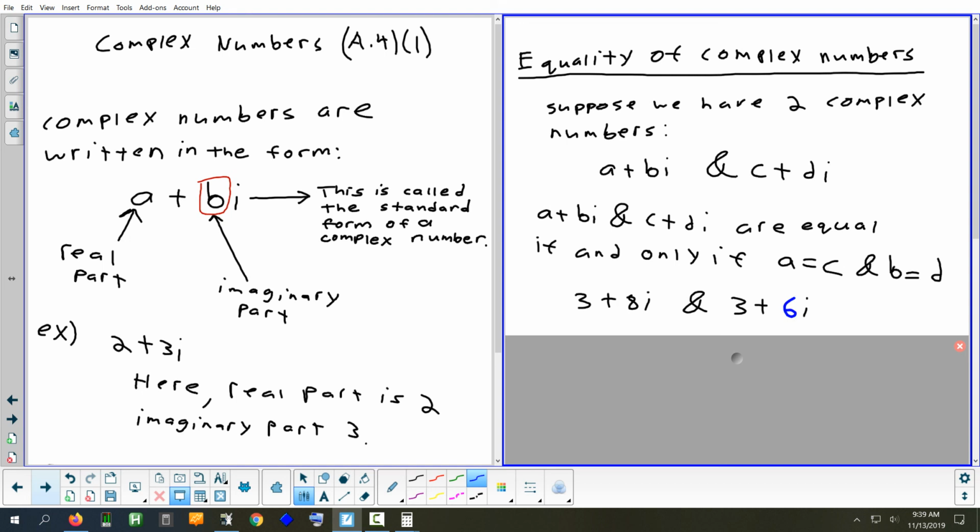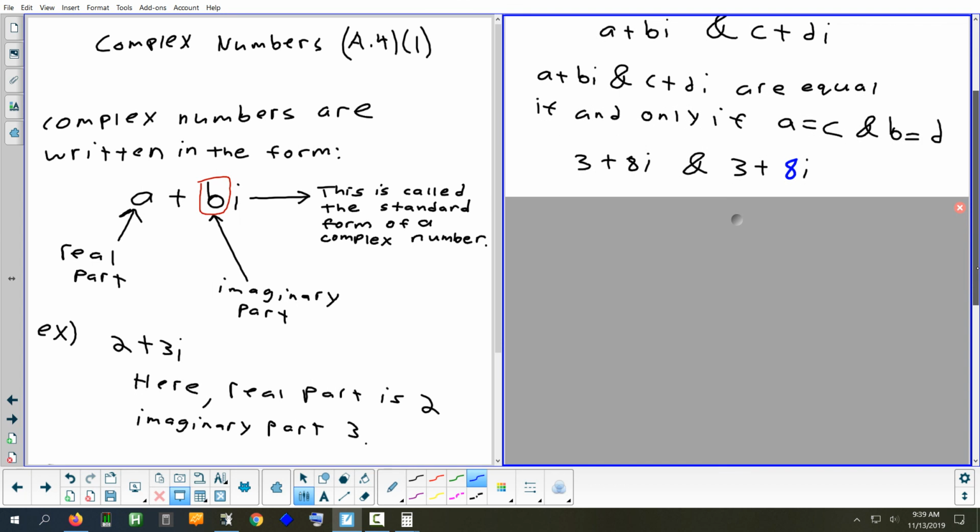No. Part of them is the same. The real part matches the real part. But the imaginary doesn't match the imaginary. Those are not equal. They can't be partially equal. There's no such thing. Right? They're either equal or not equal. It's a basic idea, but still something just to make sure we understand.